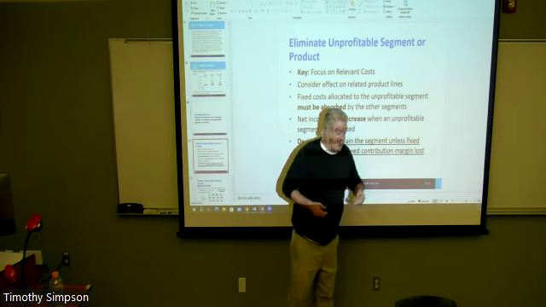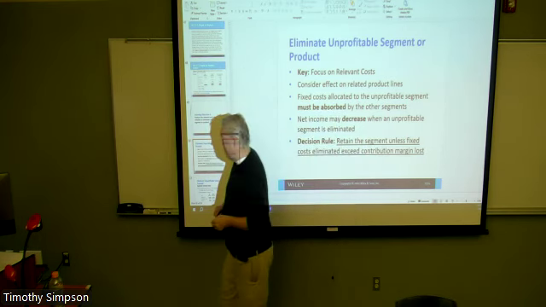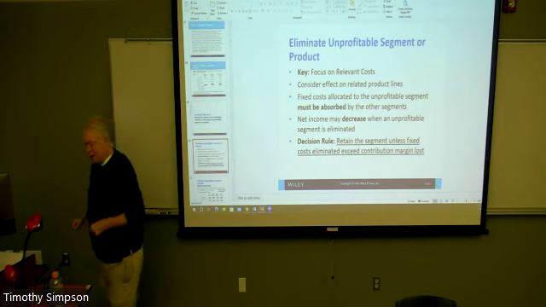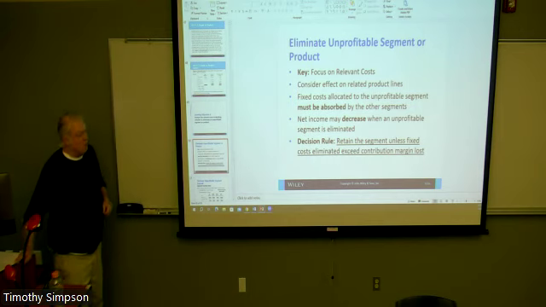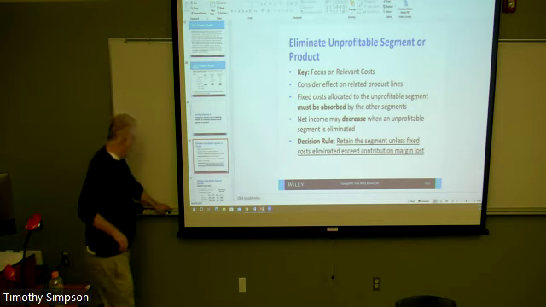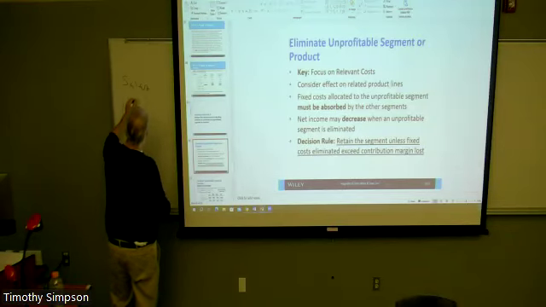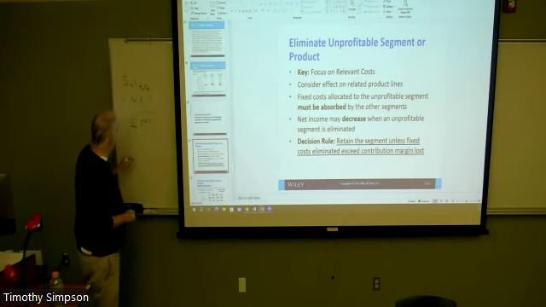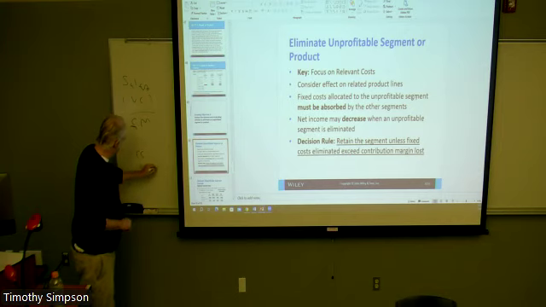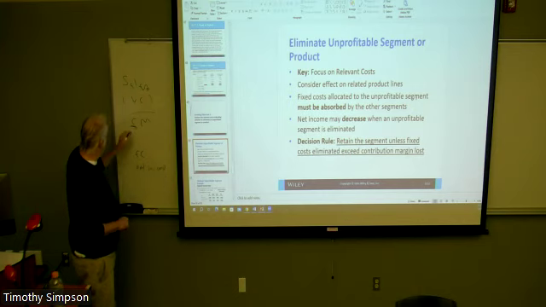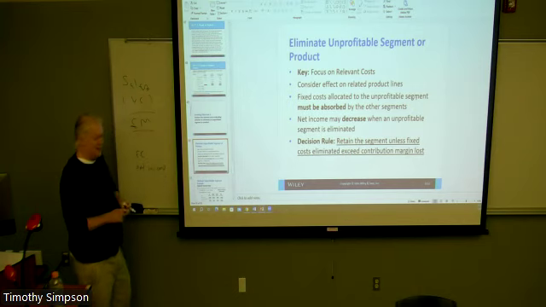So let's rewind the tape here. What is contribution margin? It's sales minus variable cost, right? That's contribution margin. So sales minus variable cost equals contribution margin. Contribution to what? It's contribution toward recovering fixed costs and net income. And that's why the term contribution exists.